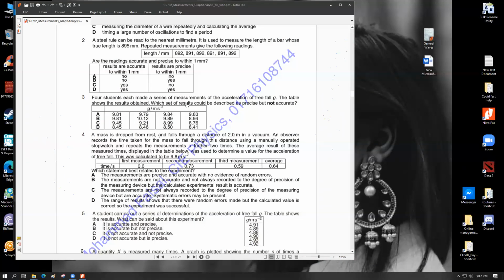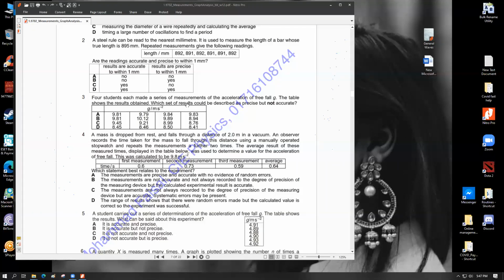So in terms of accuracy, this experiment was highly accurate. This data set is highly accurate, but in terms of precision, you cannot say that, because the difference between maximum and minimum is quite large. The maximum time value that this experiment provides us is 0.73 seconds. But the smallest time frame we have is 0.59 seconds.